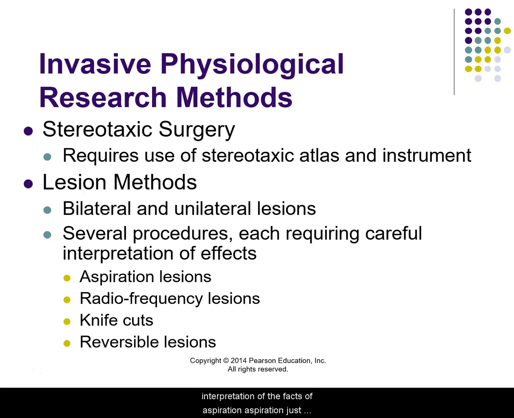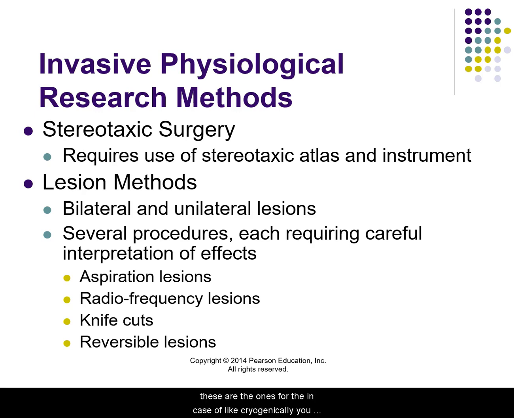Okay. Several procedures requiring careful interpretation of effects. You have aspiration. Aspiration just means that it's being vacuumed. So they would put a cannula into the brain and actually vacuum out the brain tissue. Radio frequency is really high frequency, so it actually burns the neural tissue. Knife, of course, that's just cutting it, just like you would in doing something orthoscopically in the knee, where you're going in there and you're cutting out the cartilage. Just going to be much, much finer tools and using a lot more microscopy.